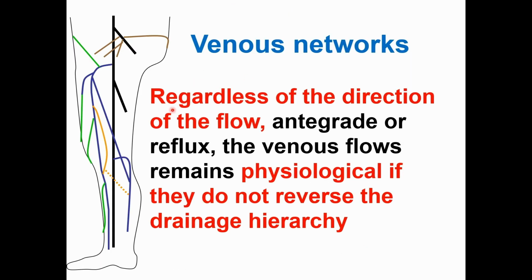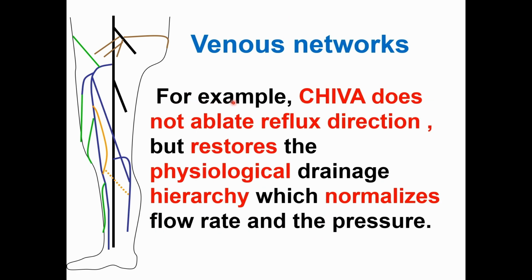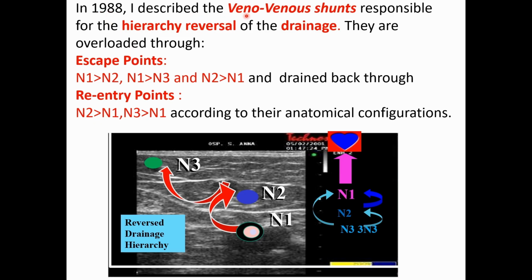Venous networks. Regardless of the direction of the flow, antegrade or reflux, the venous flows remain physiological if they do not reverse the drainage hierarchy. For example, Shiva does not ablate the reflux direction, but restores the physiological drainage hierarchy, which normalizes the flow rate and the pressure. In 1988, I described the veno-venous shunts responsible for the hierarchy reversal of the drainage.